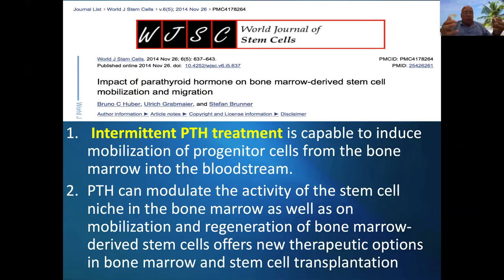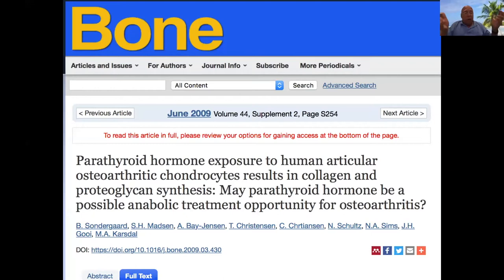And there's one more article right here again. So I use this in a very special way on all of my patients. No matter what, they get a little bit of this PTH. I have a very inexpensive way of doing it, and I can always share it with you guys down the road.